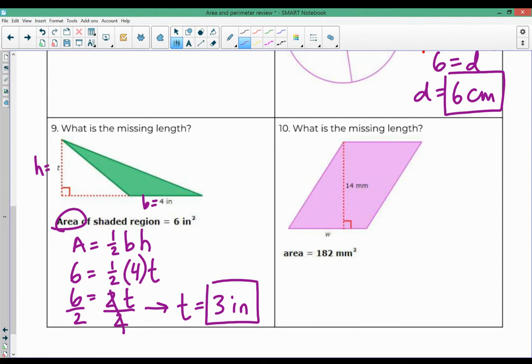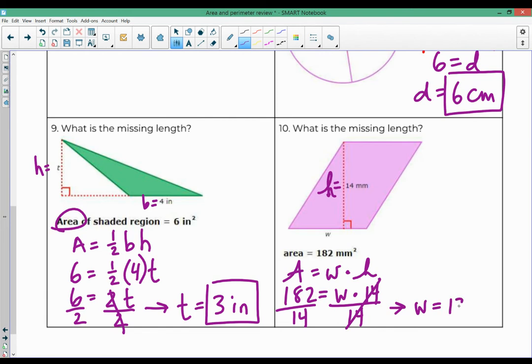And then finally, the last one, what is the missing length? So here, this is a parallelogram, and we're talking about the area. So we have our width here, and our length here, or our height. Doesn't matter what we use. So we know that the area is width times height. So I'll plug in what I know. 182 equals W times 14. So I divide both sides by 14 to give me W equals 13, and the unit is millimeters.